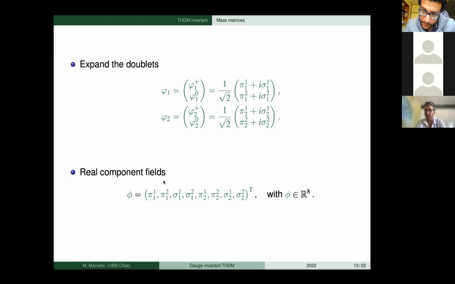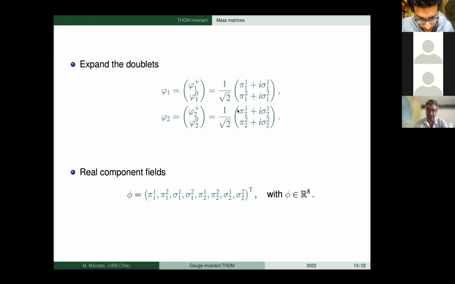These 8 real components are combined into one vector, if we like. These are general complex fields, so we can write them like that. These are the 2 real parts of the first doublet, the 2 imaginary parts, where this 1/√2 is always missing, and the same for the second doublet. And this is now a real vector. We have decomposed it simply into real and imaginary parts.